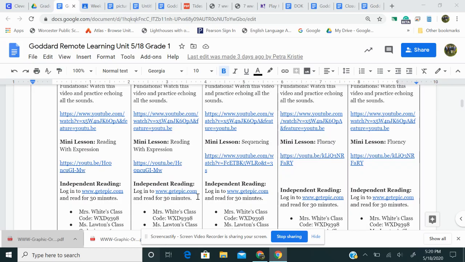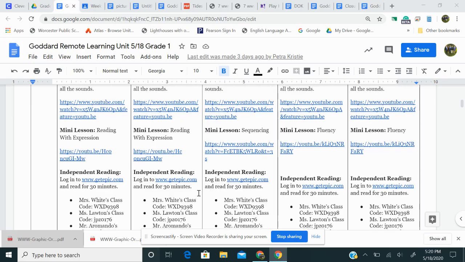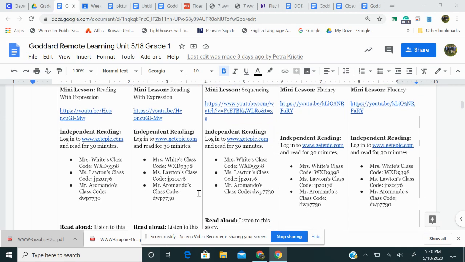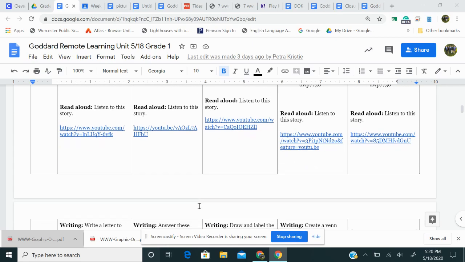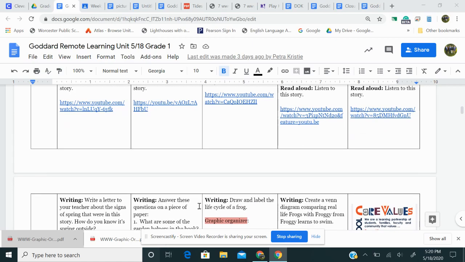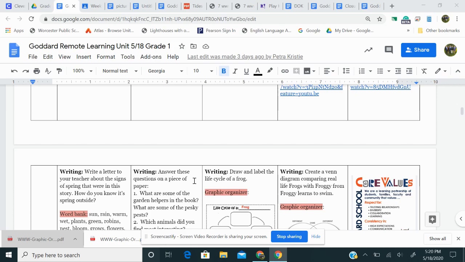For independent reading, you are going to log into Epic and read for 30 minutes. And here are all of your class codes. Here is your read aloud right here. And after listening to the read aloud, you're going to do some writing. You're going to answer these questions on a piece of paper. Don't forget to share your work with your teachers.